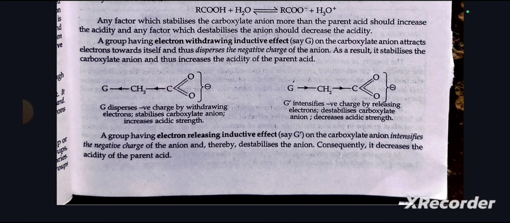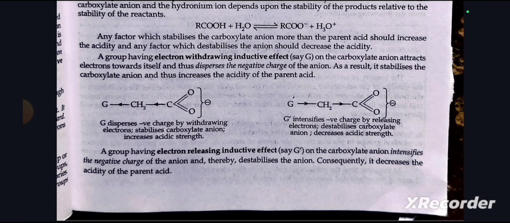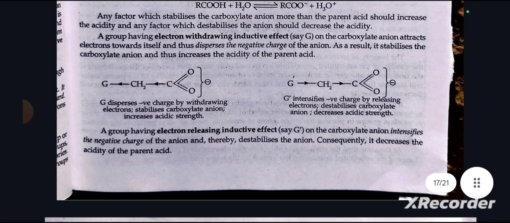Any factor which stabilizes the carboxylate ion more than the parent acid should increase the acidity, and any factor which destabilizes the ion should decrease the acidity. A group having electron withdrawing inductive effect, say G, on the carboxylate ion attracts electrons towards itself and thus disperses the negative charge of the ion. As a result, it stabilizes the carboxylate ion and thus increases the acidity of the parent acid.